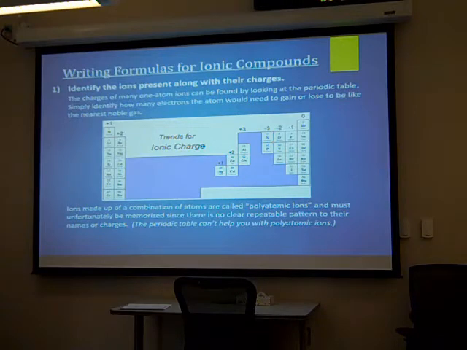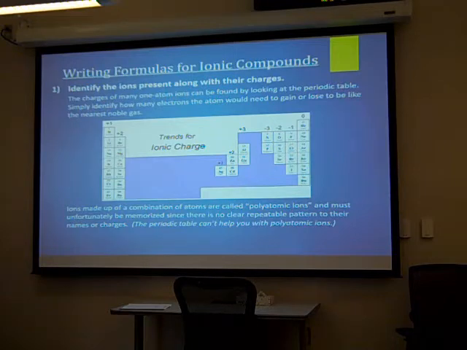You'll notice, for example, that nitrate has 3 oxygens, but it's a -1 charge. However, carbonate has 3 oxygens, and there's a 2- charge. So the number of oxygens doesn't really tell you anything.